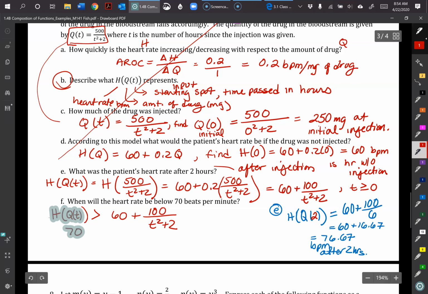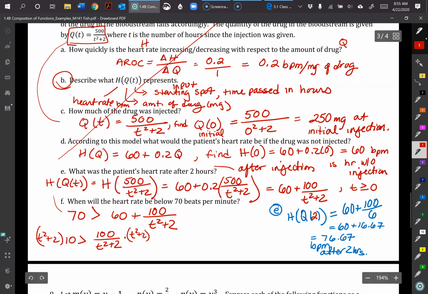So I'm just going to replace this to make more room, but that's the same thing here. H of Q of T is now 70. We want to know when our heart rate is going to be less than that. So we would end up just solving this out. 10 is greater than 100 over T squared plus 2. And then we can clear the denominator, times T squared plus 2 on both sides.